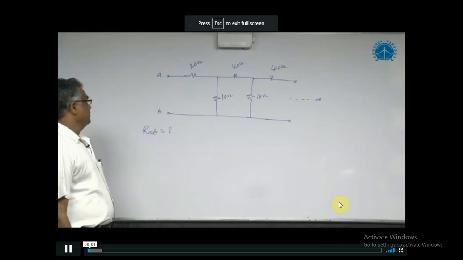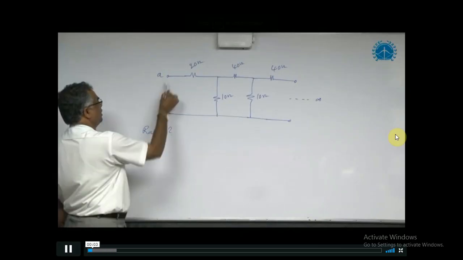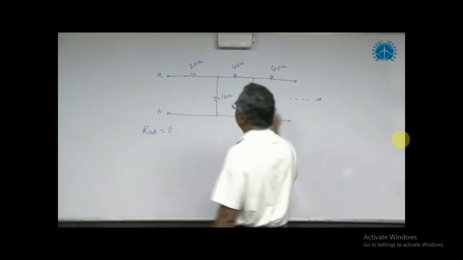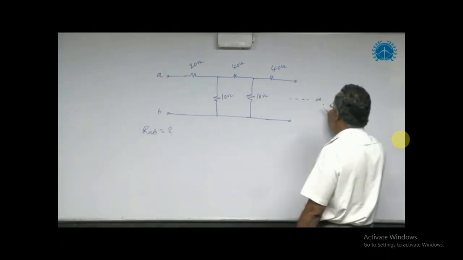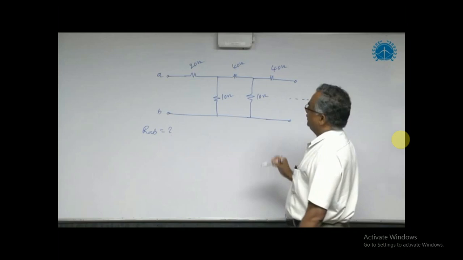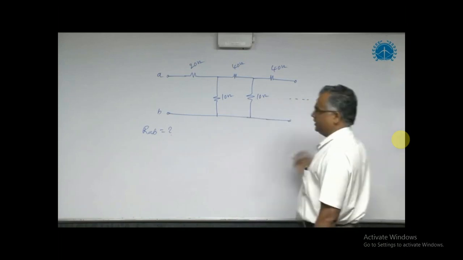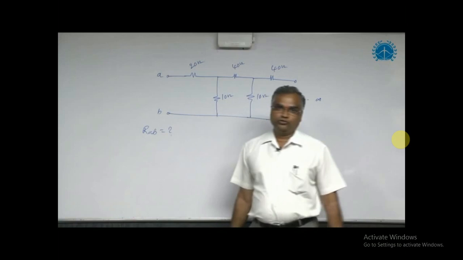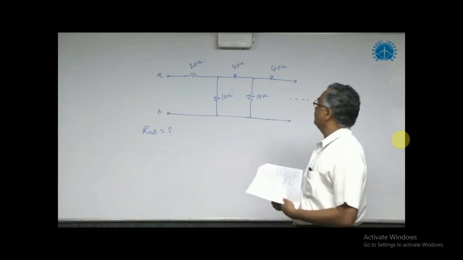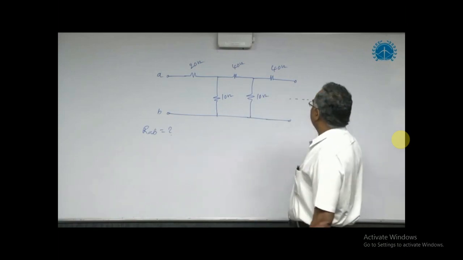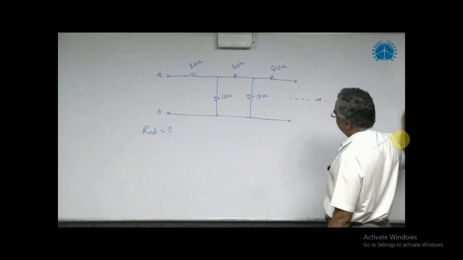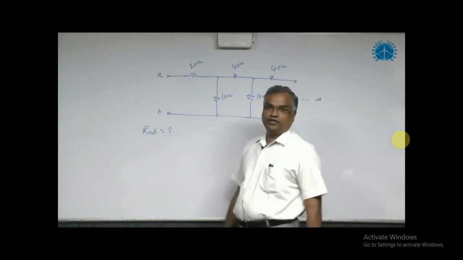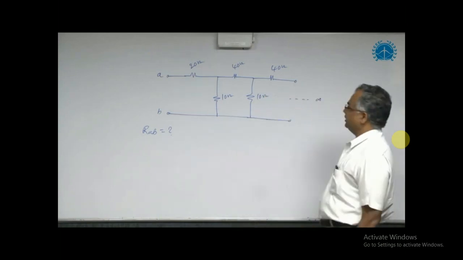Okay. In this problem, we need to find RAB, but its length is infinite. This transmission line goes up to infinite. For any infinite-length transmission line, to find RAB, we cannot use series-parallel. If we use series-parallel, then we have to start at infinite and keep on simplifying. By the time we come here, we die. So it takes infinite time.